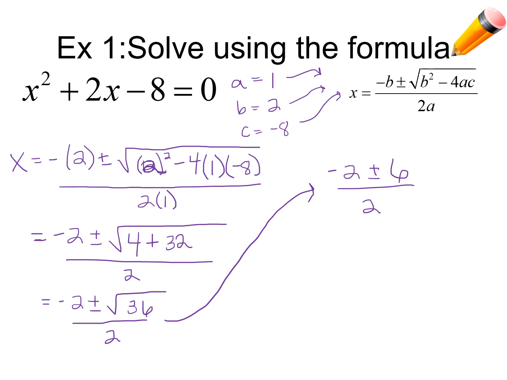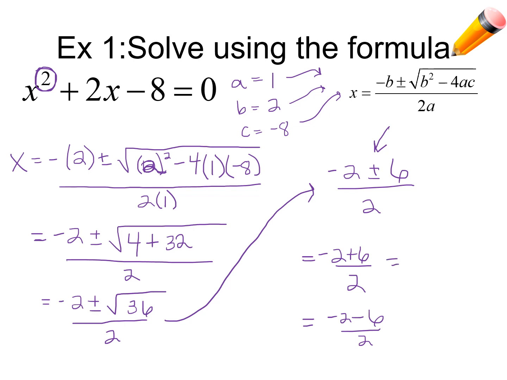So now we have to think about where we're getting those two solutions, because this exponent of 2 tells me I better have two solutions. The two solutions come from this plus or minus in here. So I can rewrite this as negative 2 plus 6 over 2, and I can also rewrite this as negative 2 minus 6 over 2.